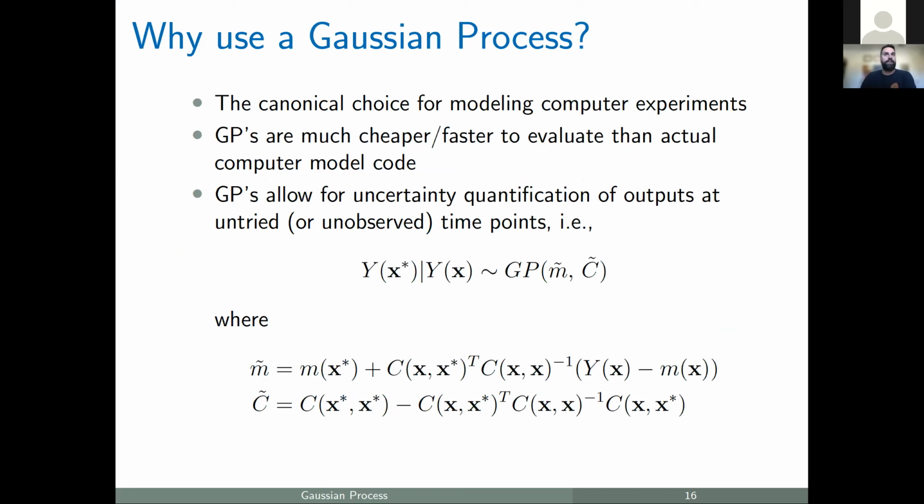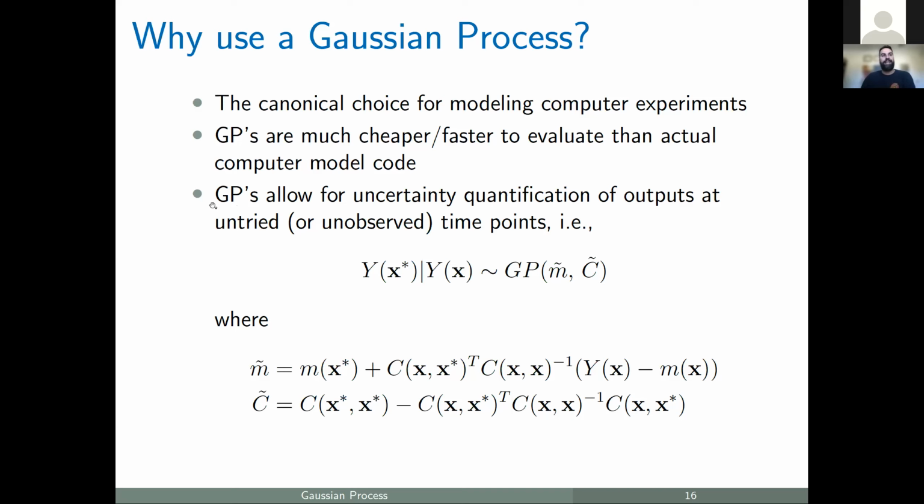Why do we use Gaussian processes? Well, if you open up any book or look at any article on computer modeling, they're the canonical choice for modeling of computer experiments. They've been used extensively in this field, and so we also made use of them. They have very nice properties as well. They're much cheaper and faster to evaluate than actual computer model code. So once you've built this statistical surrogate model, you can use it to make predictions of what you think the actual computer model will do, and you can do it very fast.